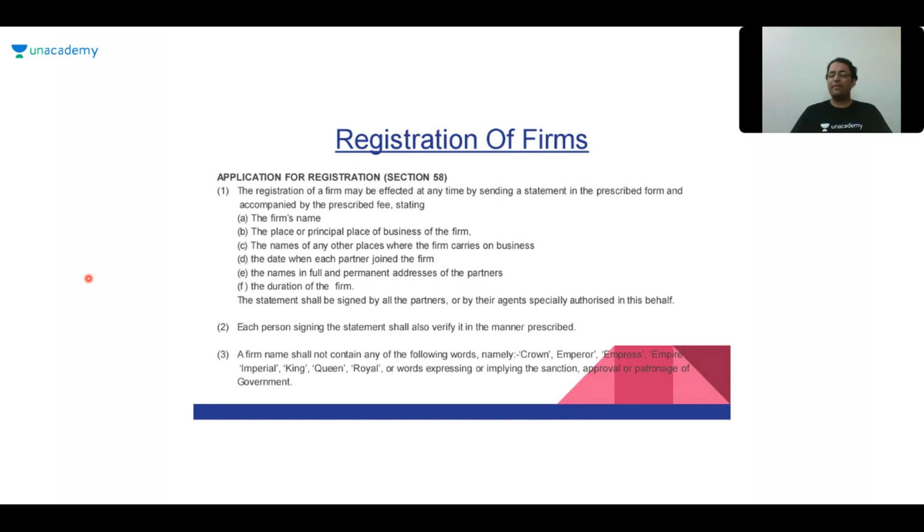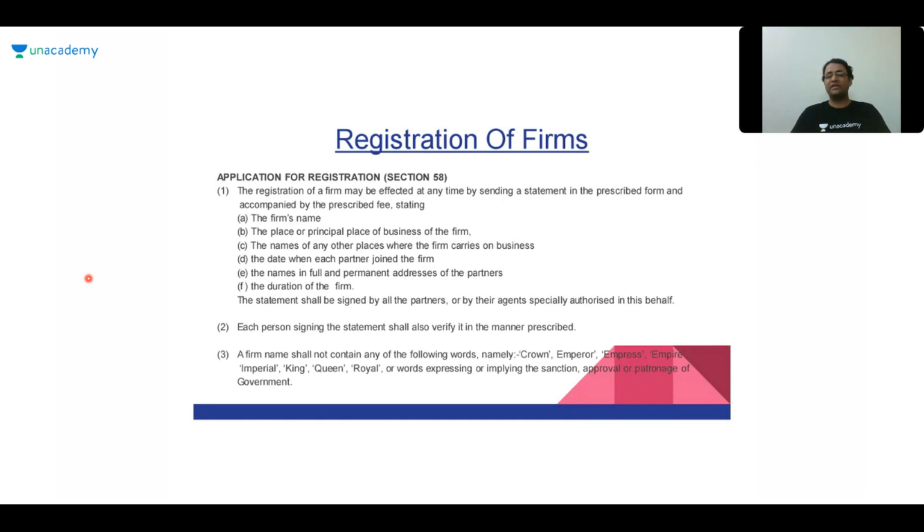So that makes it a partnership at will, that until and unless the partners decide to shut it down, it will continue. So all the partners sign this statement and send it to the sub-registrar of firms or registrar of firms of the local area in which the registered office of the partnership firm is situated.